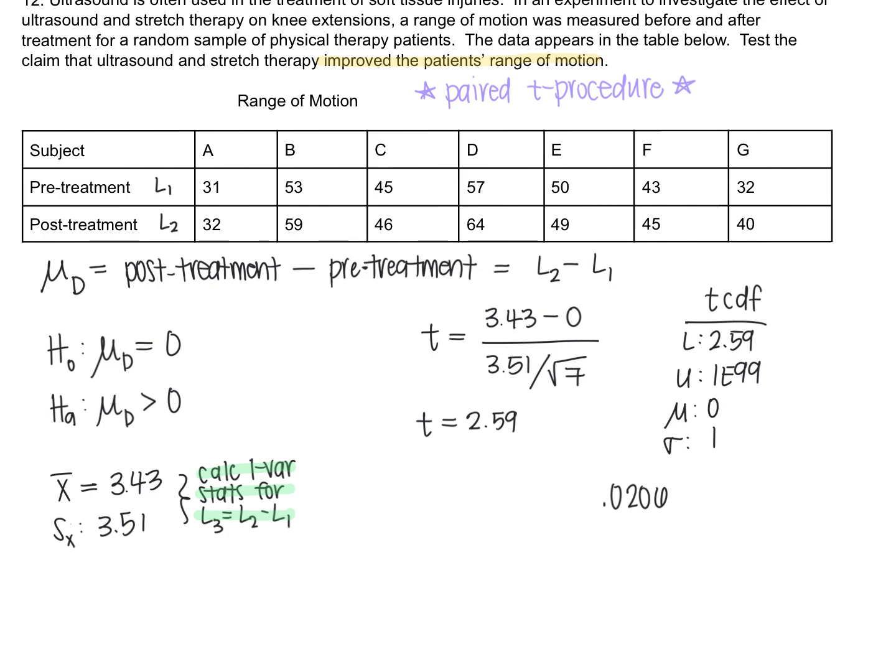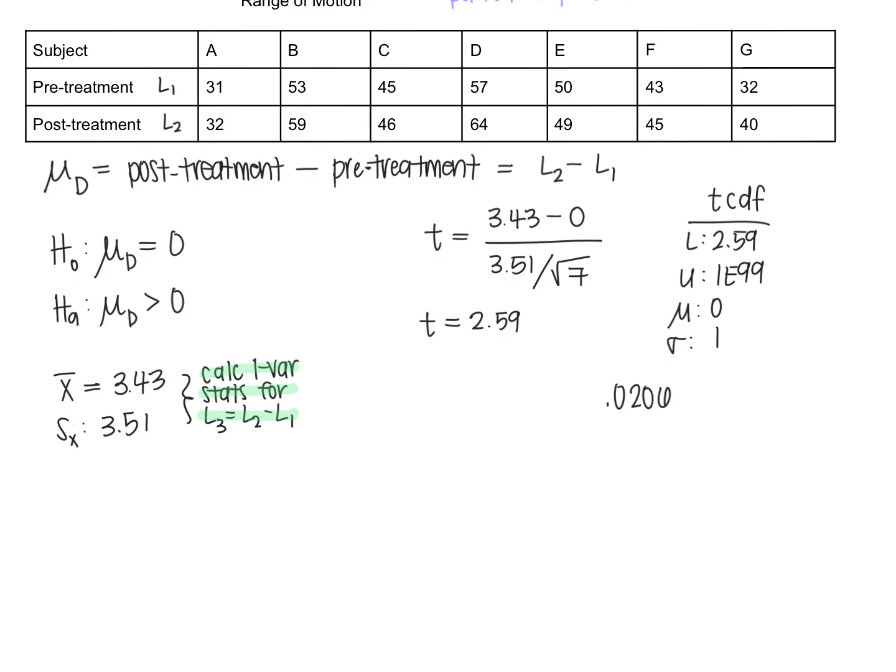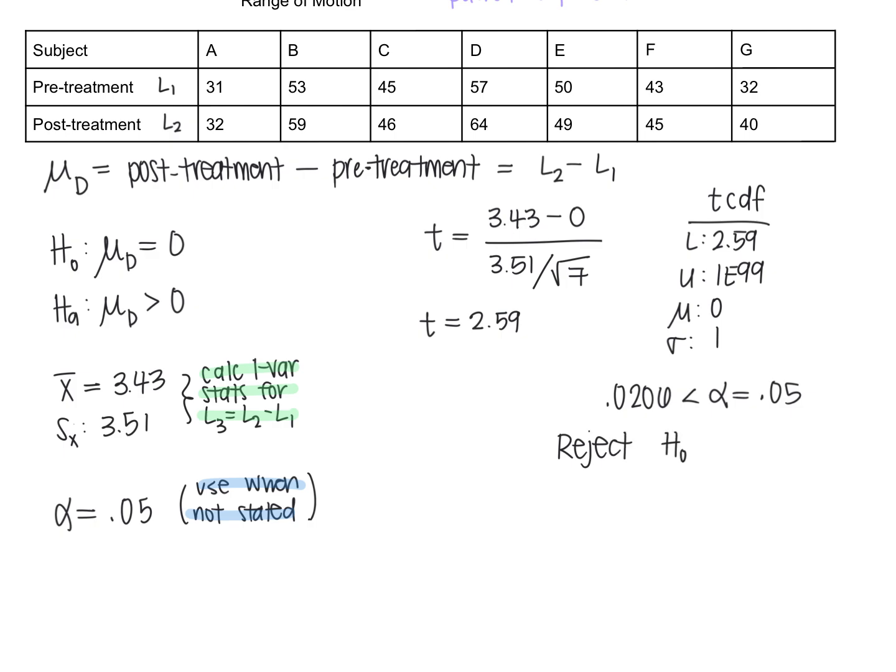0.0206. Now, I need to figure out what alpha I'm comparing that to, and I don't state an alpha in the problem. So we always use an alpha of 0.05 when it's not stated. And that ties back into type 1 and type 2 errors. So this is less than our alpha of 0.05, which means we are going to reject our null hypothesis.